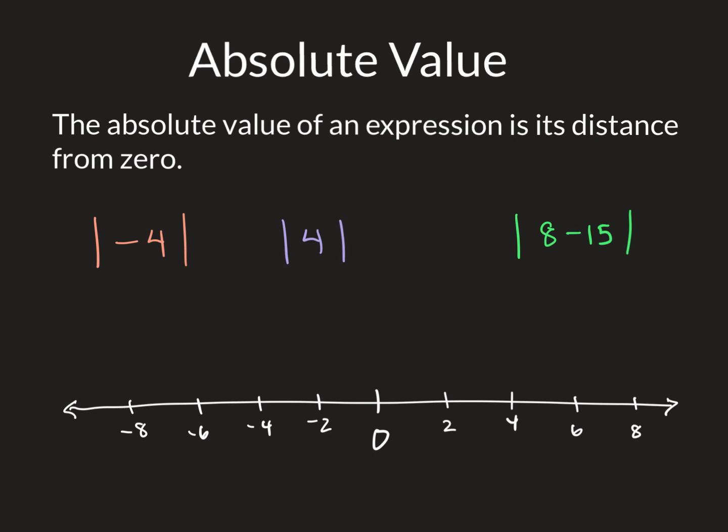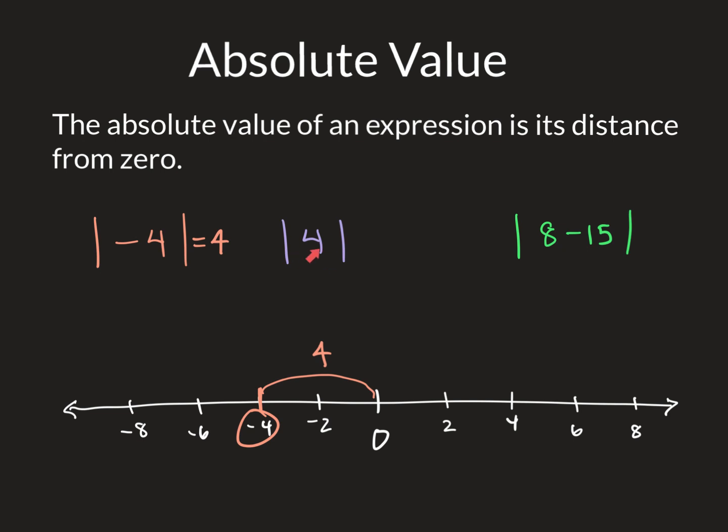Okay, real quick refresher on absolute value. The absolute value of an expression is just its distance from zero. So these little straight up and down bars are absolute value. And in this case, -4 is sitting right here. This is my -4. And how far away is that from zero? Well, it is 4 units away from zero, so the absolute value of -4 is 4.